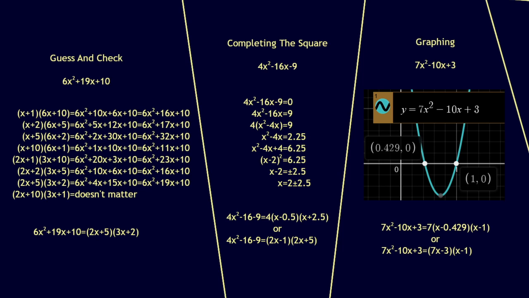Speaking of which, and this is just being pedantic, but none of these are actually methods of factoring. Sure, you end up at the factored form, but guess and check, as the name implies, has us guess at possible answers and check which one is correct. And with completing the square, graphing, and the quadratic formula, we're finding our answers by other means and just plugging those values into a binomial pair.